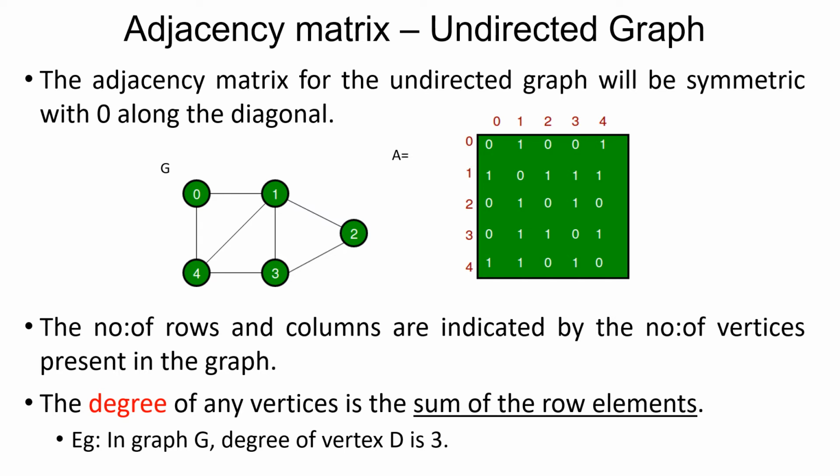The degree of any vertex of an undirected graph can be easily calculated from the adjacency matrix by finding the sum of the row elements of that particular vertex. Thus, it can be seen that for vertex 3, the degree, calculated by summing the row elements, is 3.